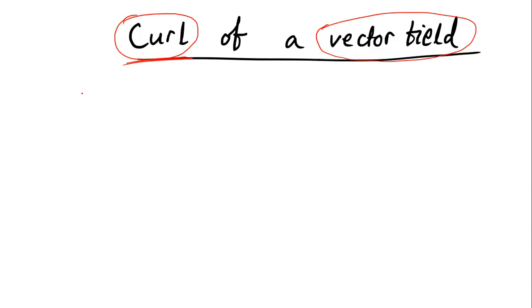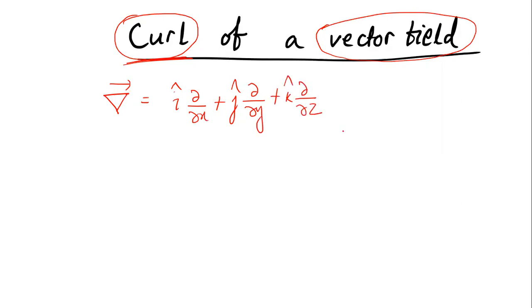Till now we discussed this del operator, which is given by i cap ∂/∂x plus j cap ∂/∂y plus k cap ∂/∂z, which is a vector differential operator, right? It can be operated on any scalar φ, and that will give you the maximum space rate of change of that scalar function, right? Del phi, or grad phi, that we discussed.